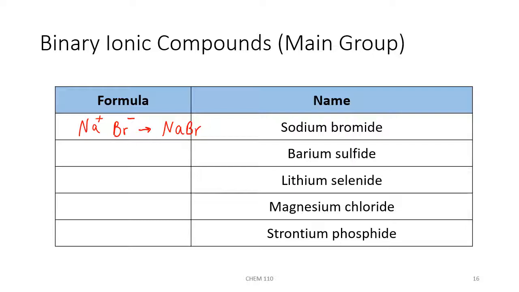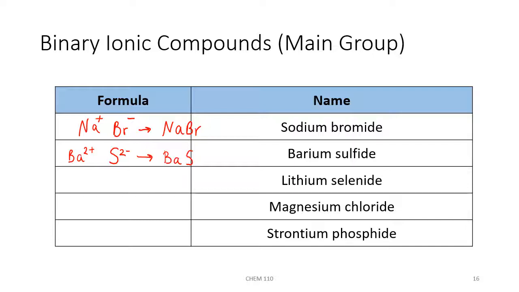Barium sulfide. Barium is a group 2A metal, and it forms a +2 charge. Sulfide comes from sulfur, and that is a group 6A nonmetal, which will always form a -2 charge. So we have a cation with a +2 charge and an anion with a -2 charge. If we have one barium and one sulfur, the charges will cancel each other out and give us a neutral compound. So our formula for barium sulfide is BaS.